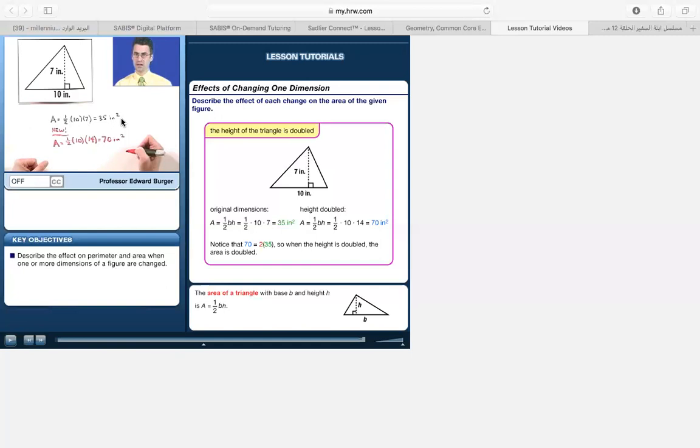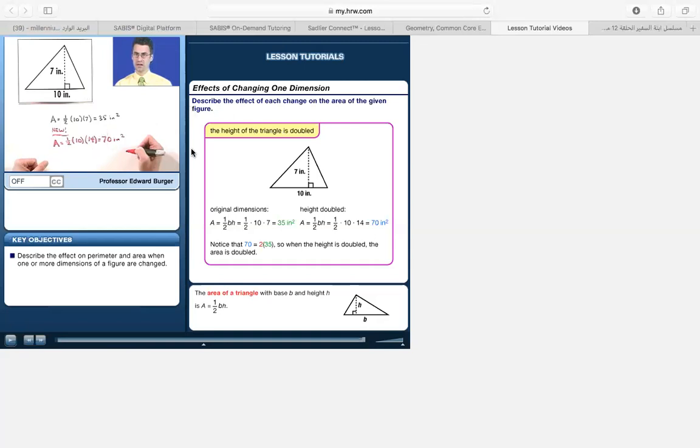Describe the effect of each change on the area of the given figure. What happens if the height of the triangle is doubled? Where is the height? The height here is 7. Double means multiplied by 2. So 7 multiplied by 2 is 14. My new height will be 14.